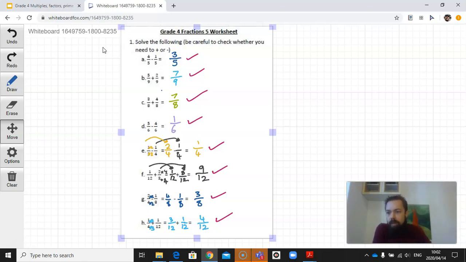Looking at fractions. I hope that you're more comfortable with fractions now. It is one of those topics that gets easier with practice, and you will revisit it pretty much every year for the rest of primary school, but each time getting a little bit harder.